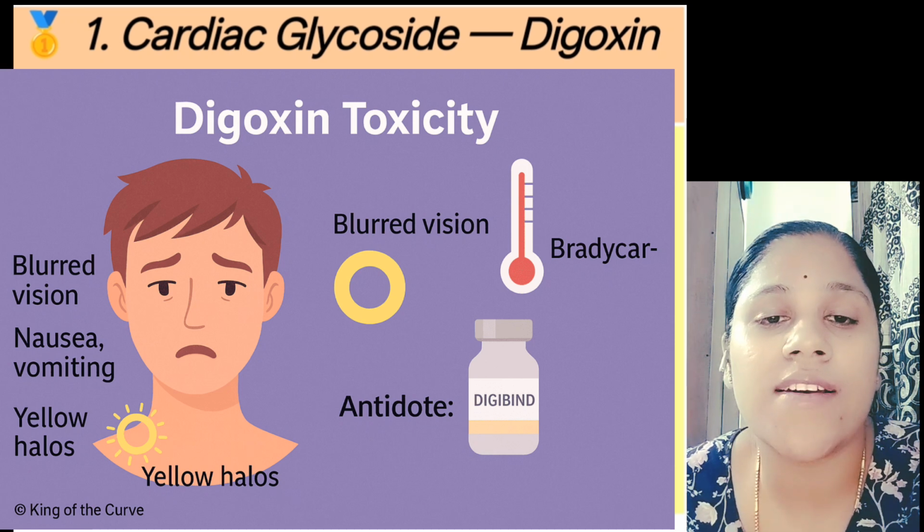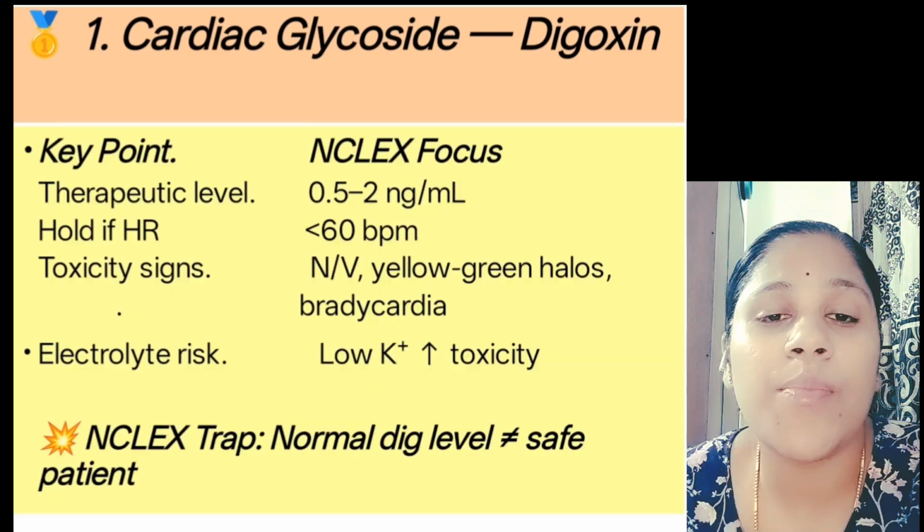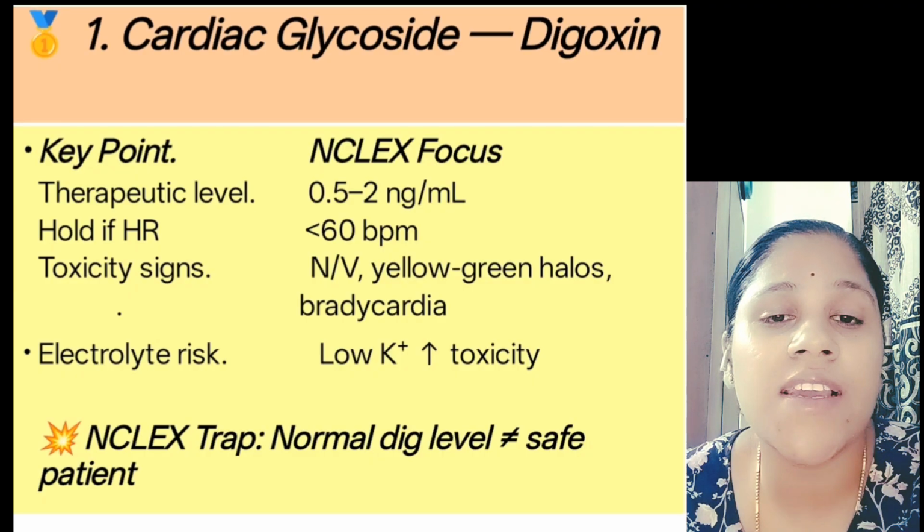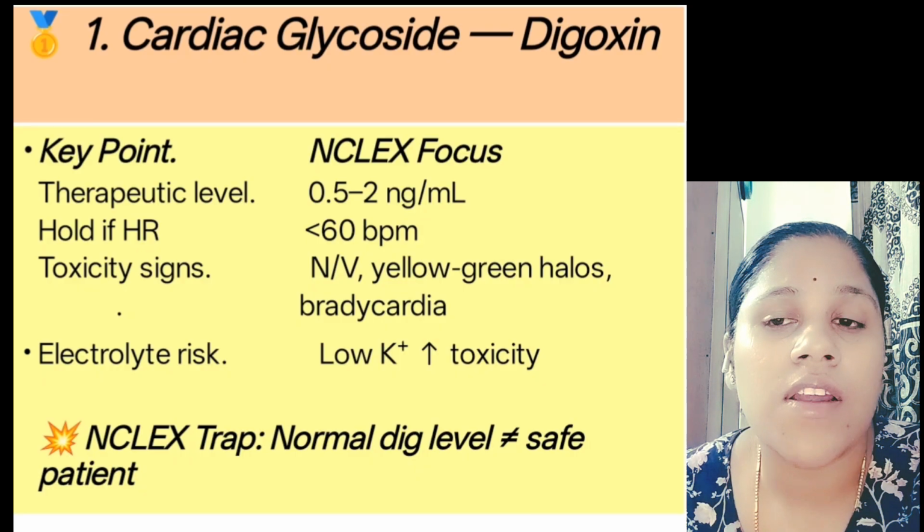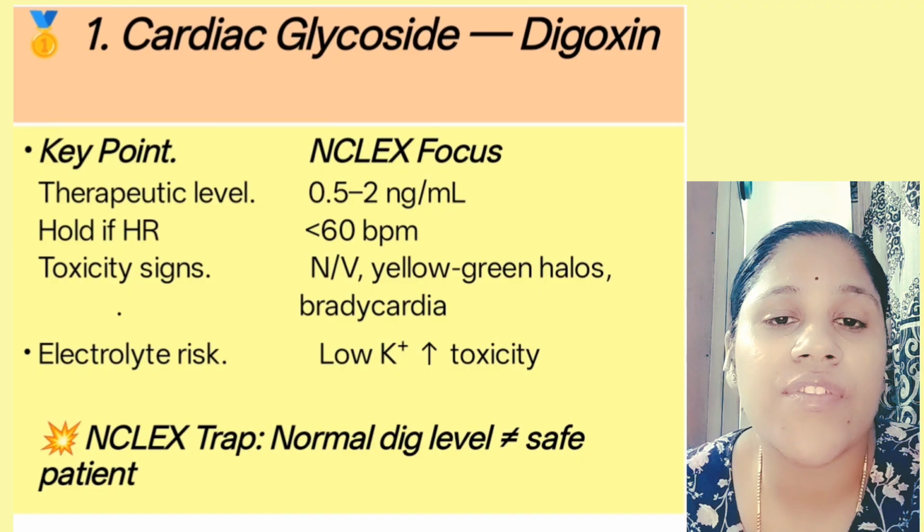Next one is the electrolyte risk. Here, if the potassium is low, the toxicity is very high. The electrolyte risk, we need to monitor the potassium. If low potassium, there is an increase in signs of toxicity. The NCLEX trap here is if the patient is having a normal digoxin level, it doesn't mean that the patient is safe. We should always monitor for the signs and symptoms of digoxin toxicity.